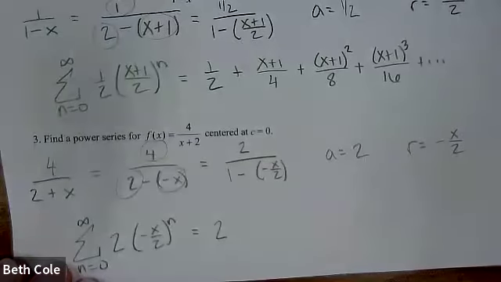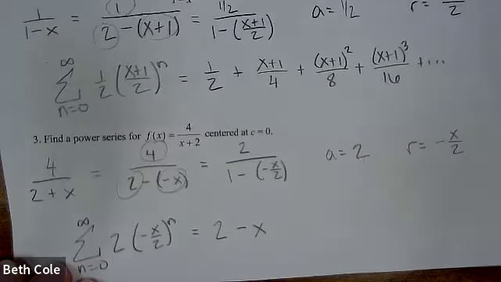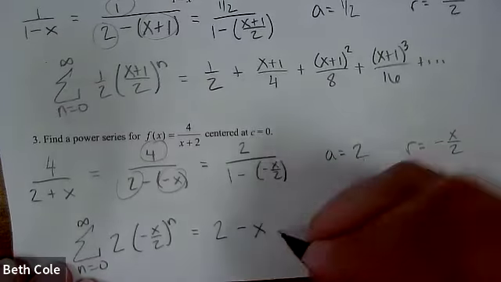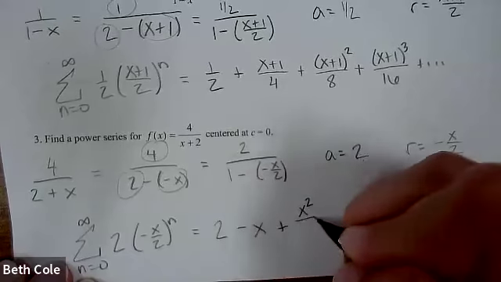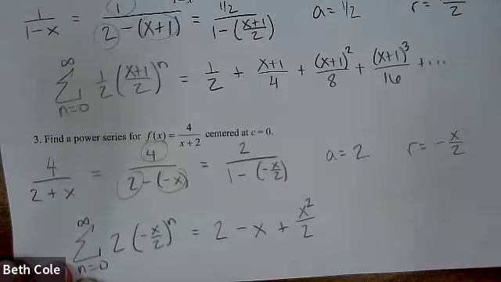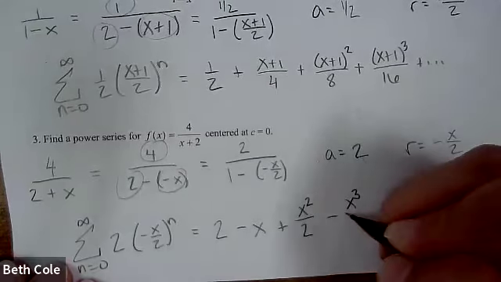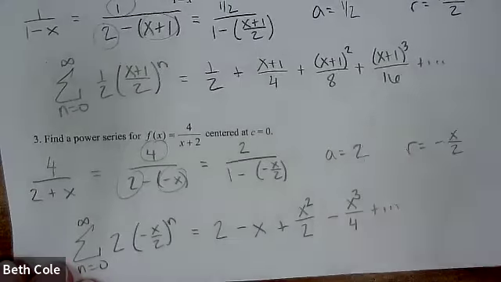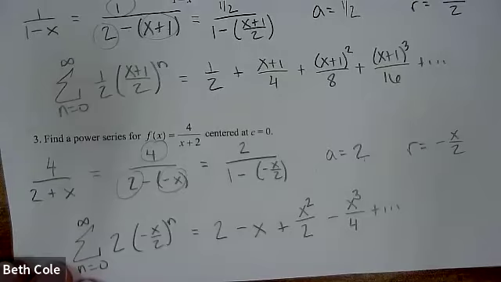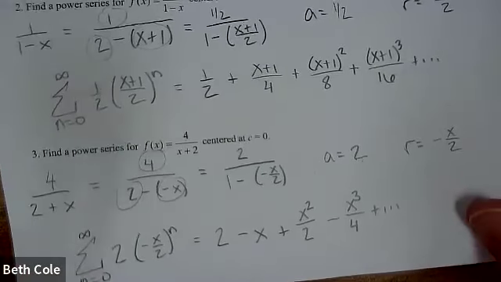2. And you're going to multiply that by negative x over 2, which would actually just be negative x. And then you're going to multiply that by negative x over 2, which will be positive x squared over 2. Perfect. And you're going to multiply that by negative x over 2. So negative x cubed over 4 plus forever. Sweet.